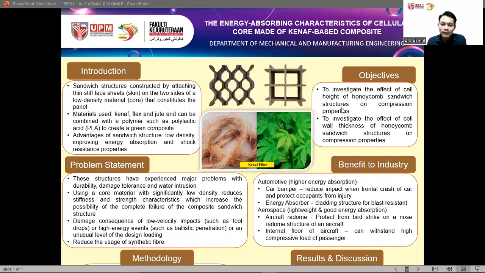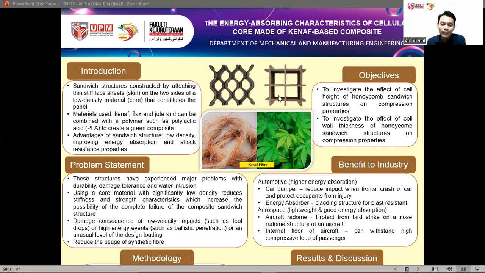Basically, that is all about the project that I worked on during the two semesters of my final year, about the energy absorbing characteristics of Kenaf-based composite using sandwich structure, or more specifically, honeycomb core sandwich structure. I think that's all from me. Hopefully, my sharing will give a lot of benefit to those who watch my video.